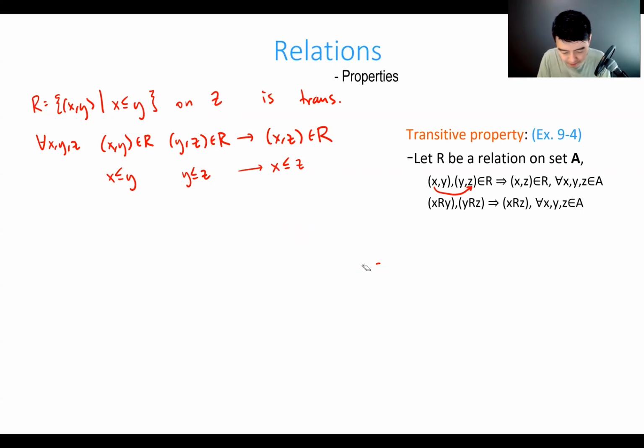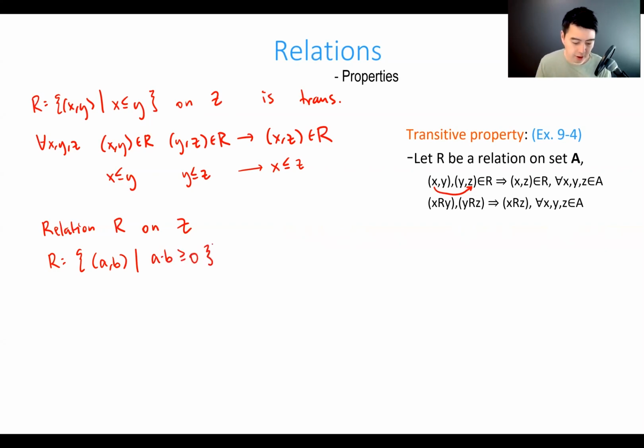Let's do another one before we end this video. Let's define another relation R on Z, and we'll call the pairs (a, b) this time: (a, b) such that a times b is greater than or equal to 0. Since we know three properties already, let's analyze it for reflexive, symmetric, and also transitive. So what about reflexive?